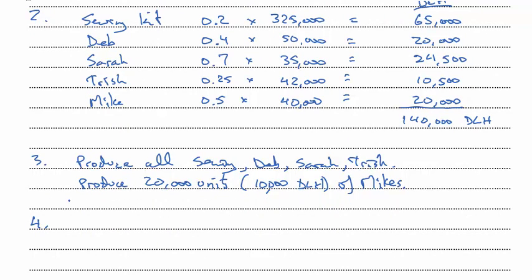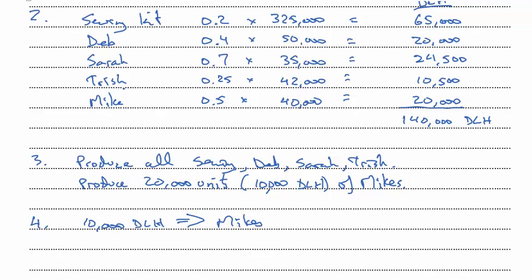4. What is the highest price in terms of rate per hour that Walton Toy Company would be willing to pay for additional capacity? Okay. So here's where we've got to do a bit of thinking. If we can get additional capacity, how much would we want? Well, we would want 10,000 direct labor hours. What would we use that 10,000 direct labor hours for? We would make Mikes, right? Because we've already met all the demand for sewing kits, Debs, Sarahs, and Trishas.